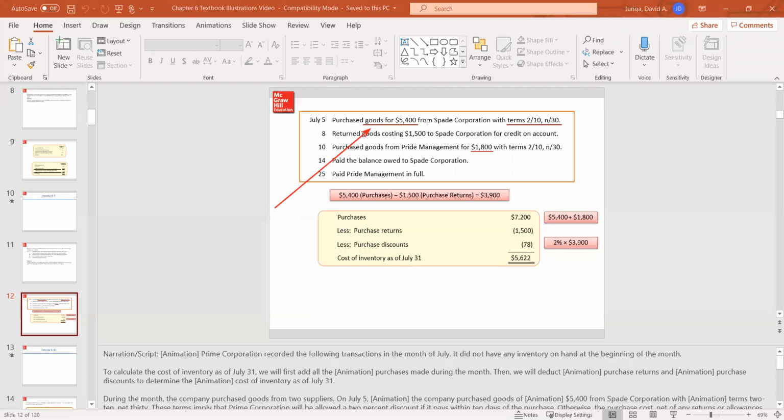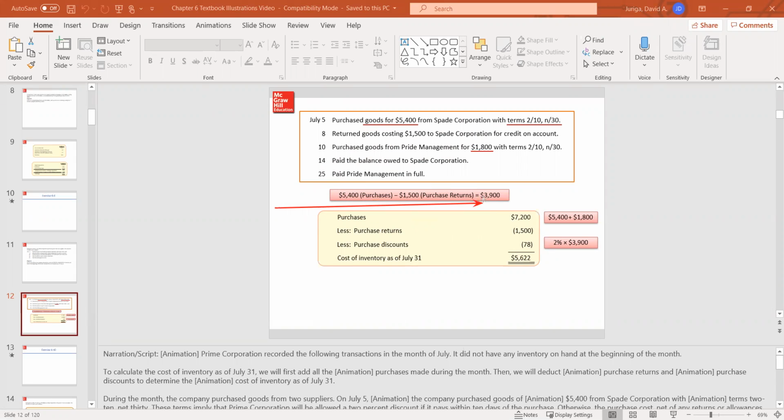So again, they're emphasizing, like I just said, the terms. And then, of course, they're giving you the cost items. So all these purchases add up to 5,400. And of course, in this case, it looks like there was a return of 1,500. So note that would have reduced your total purchases right there. And then of course, there's your purchase returns. And then of course, there's that one discount.